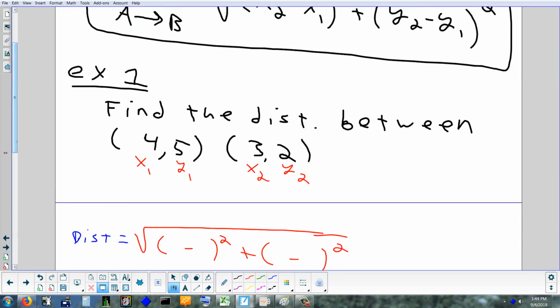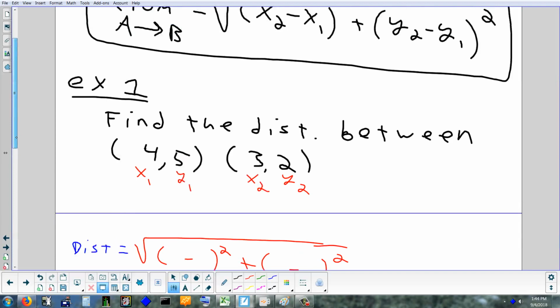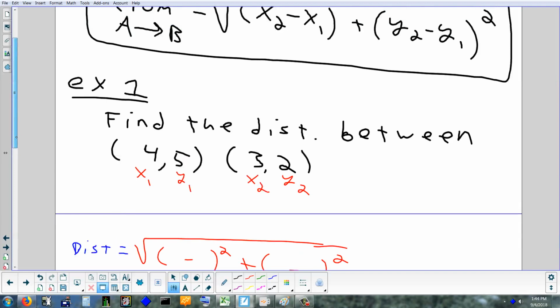Not sure? You want to help her out? Yeah, Tyler? Is it 4 and 3? Okay, we're going to use the 4 and the 3.